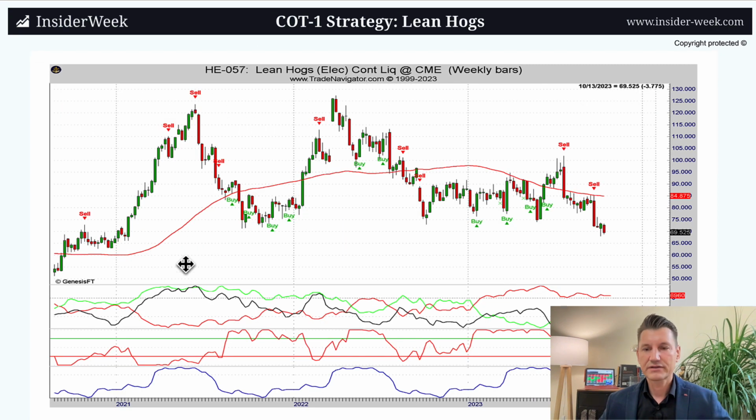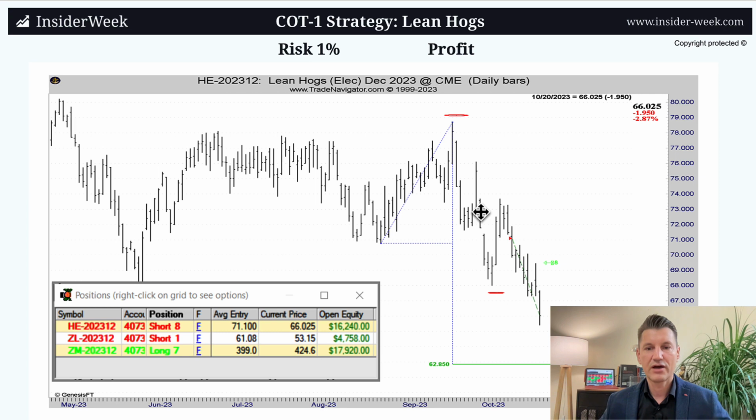Next market, lean hogs. As you can see, the market was in a range. We got a sell signal, and the seasonal trend was downward. I decided to open a short position after the trend change on the daily chart from an upward trend to a downward trend. As you can see, I have 8 contracts in the market. The position is open, and the open profit is $16,240. My price target is at 62.850. My stop is in the market, so my risk is out of the market. What I have to do is wait for my price target.